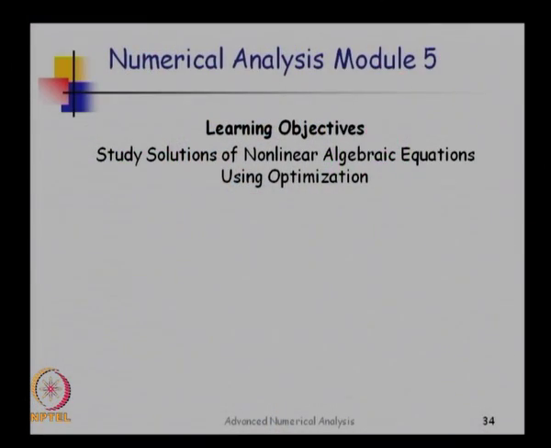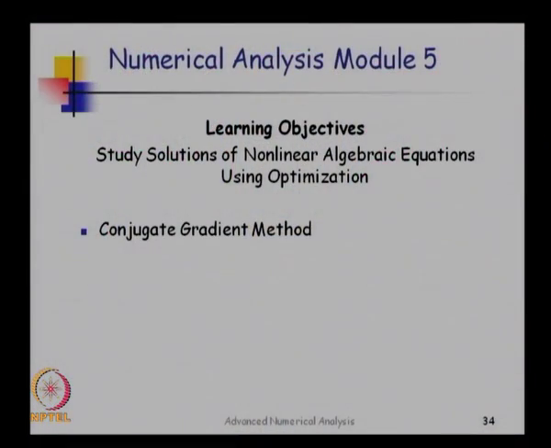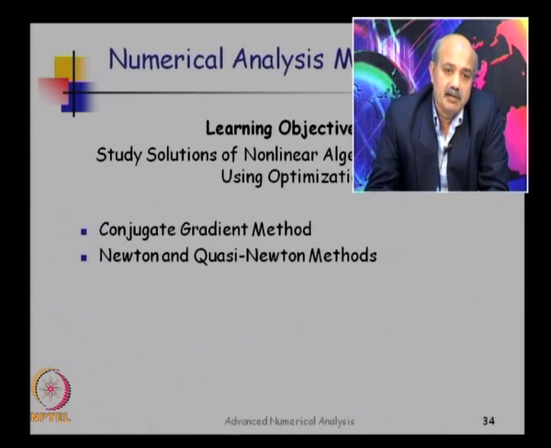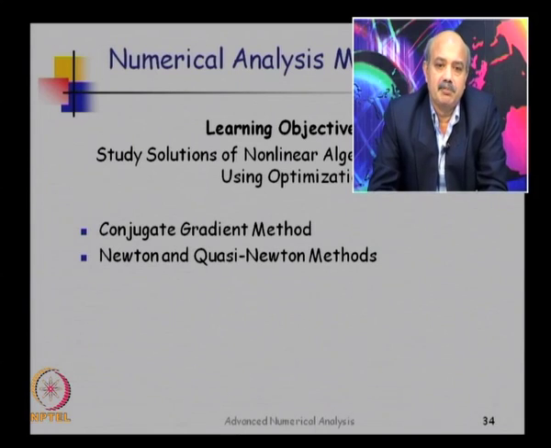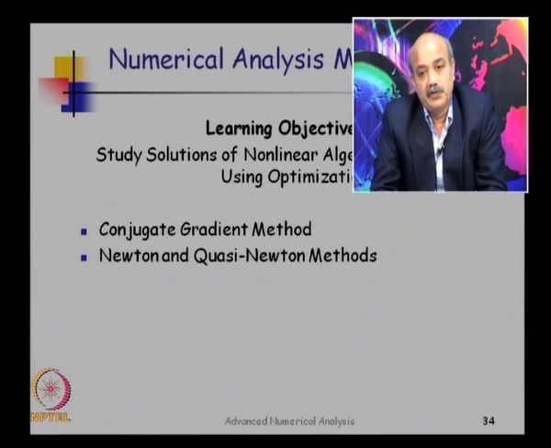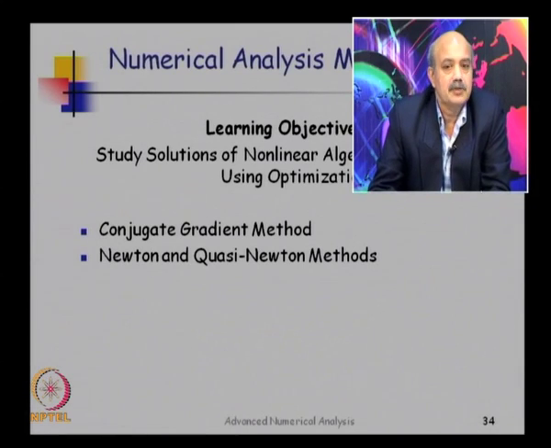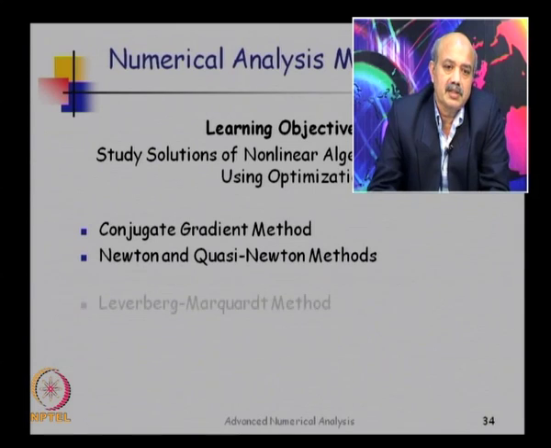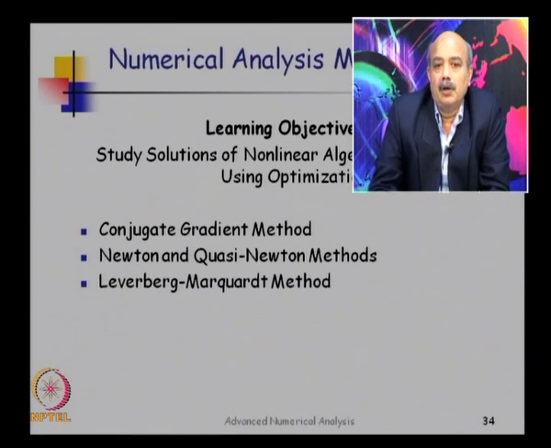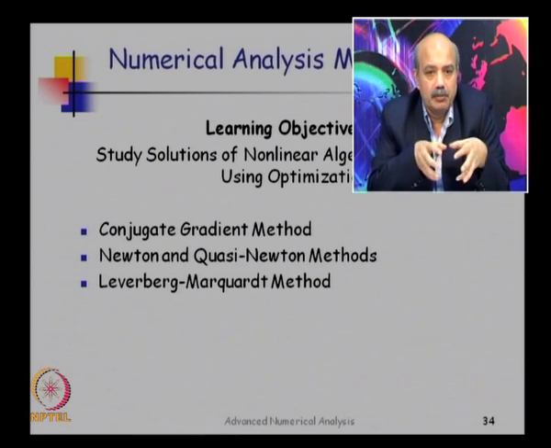We then move on to solving nonlinear algebraic equations using optimization. Numerical optimization is a powerful tool which is used for solving nonlinear algebraic equations. One of the popular methods in this class is the conjugate gradient method. So we'll have a brief look at the conjugate gradient method. This is a gradient based method. There are Hessian or second order derivative based methods, which in this category are called Newton's method. We also have quasi-Newton methods, which are again simplifications of Newton's method or Hessian based methods. So we'll have a brief introduction to quasi-Newton methods. And finally, we'll look at a method called the Levenberg-Marquardt method, which is a combination of the gradient method and Newton's method.